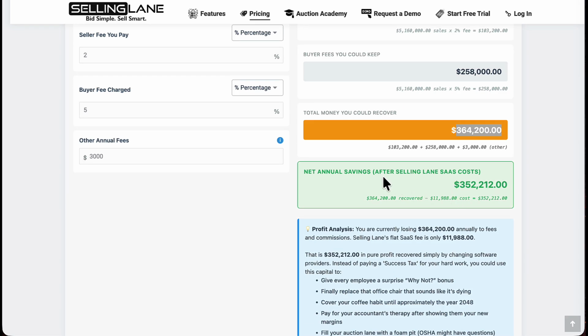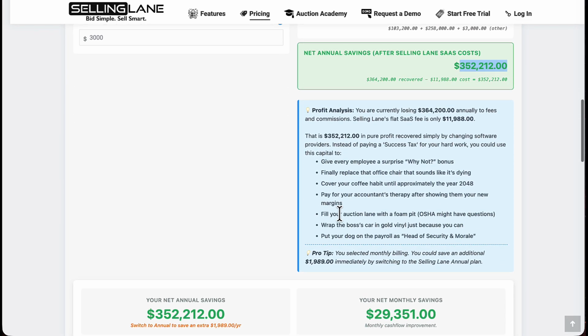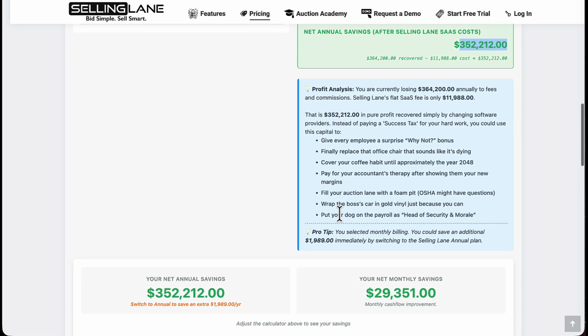And then even after the selling lane fee, and the selling lane fee, as we decided earlier, was a monthly. So if you do it monthly, it costs about almost $12,000 a year, or you can buy a one-time fee of $10,000 and you own it for the whole year. But either way, even after that fee, you're still ahead. So not a small number to take into consideration.